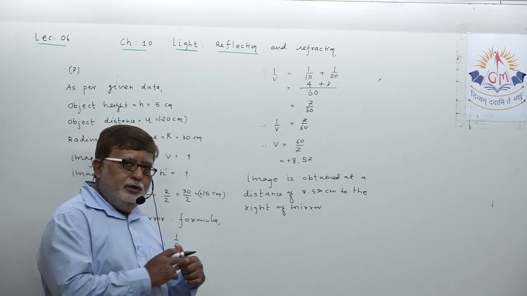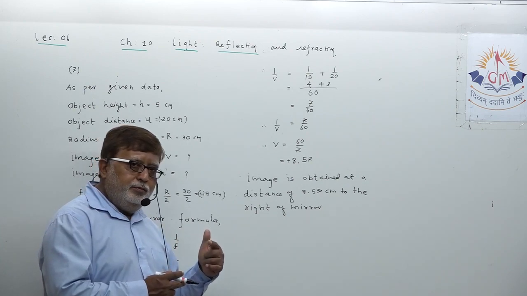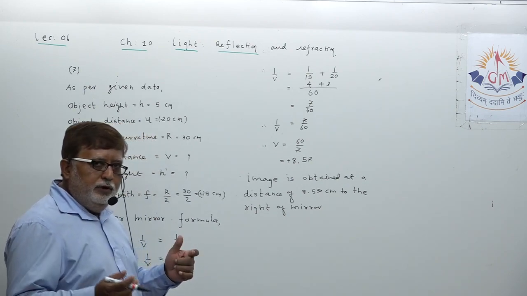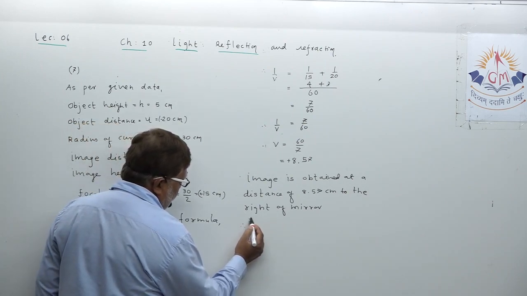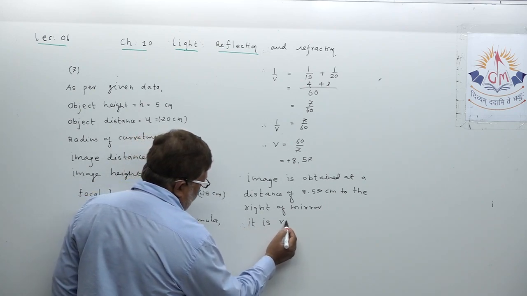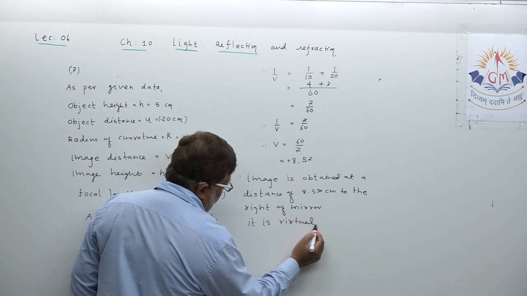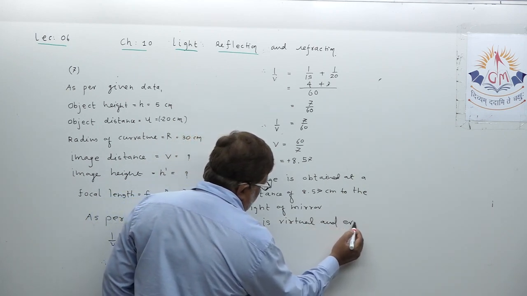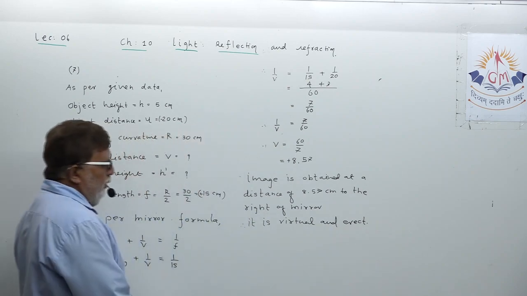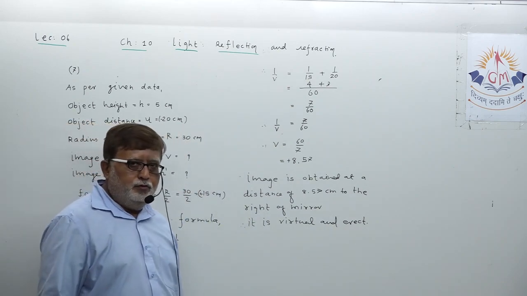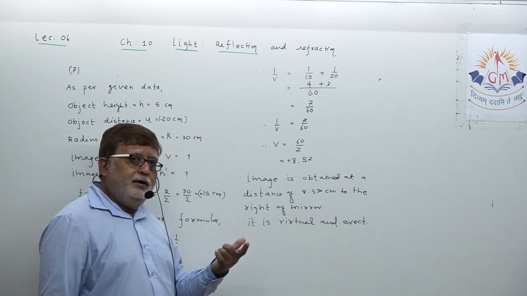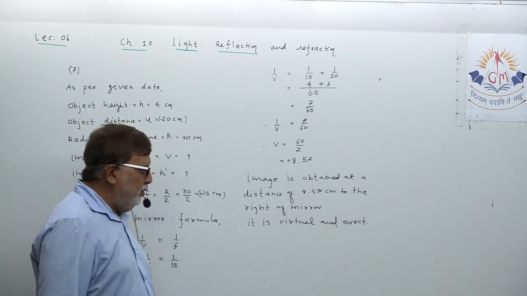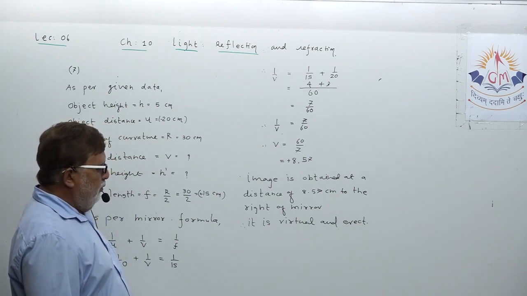And when you say that image is obtained on the right side of the mirror, two other words are coordinated with this, that you have to mention. It is virtual and erect. Okay, it is virtual and erect. So just now we have given idea about image distance, which is 8.57 centimeter behind the mirror, means to the right side of the mirror. Okay, it is virtual and erect.